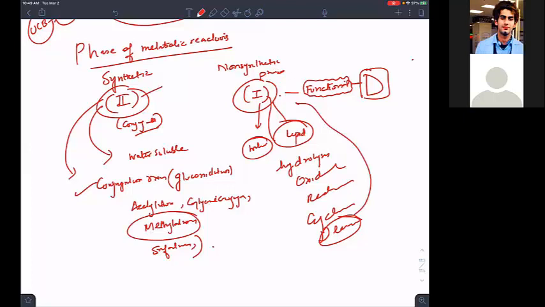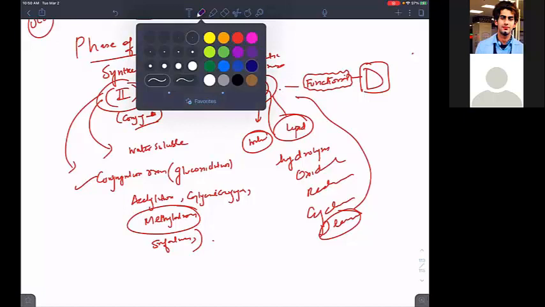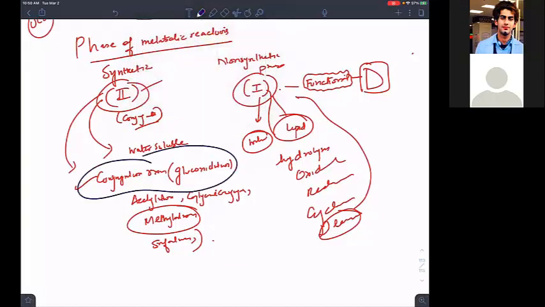Okay. The question asked will be, what is the most common phase 2 reaction? It is glucuronide conjugation. Just write it here with a blue pen. This is the most common phase 2 reaction. Most common phase 2 reaction. Okay.